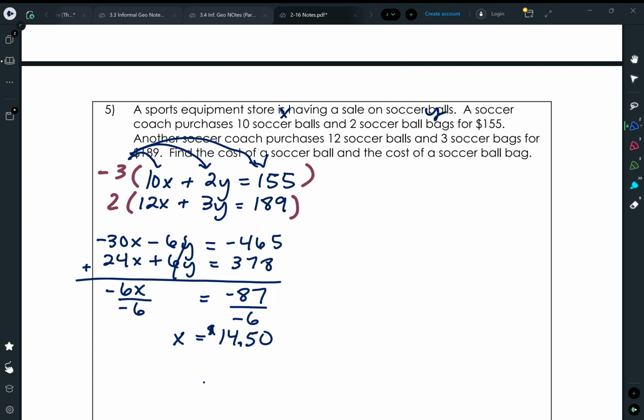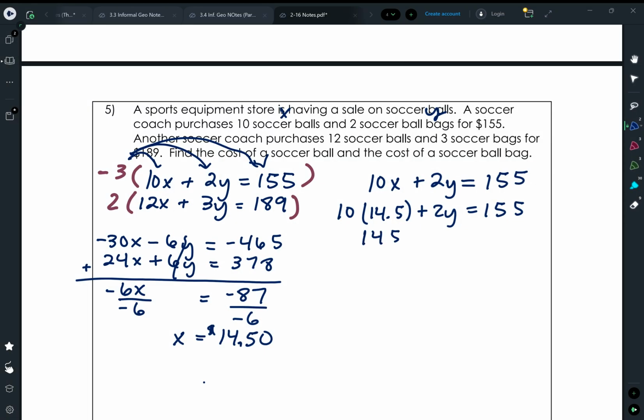Now I want to go back through and solve for y. So this is the cost of a soccer ball. So to find the cost of the bags, I need to take one of my equations. I'm going to use 10x plus 2y equals 155. And I'm going to substitute $14.50 or 14.5 in for x. So 10 times 14.5 is 145. And then we want to subtract 145 on both sides, and then we'll divide by 2.